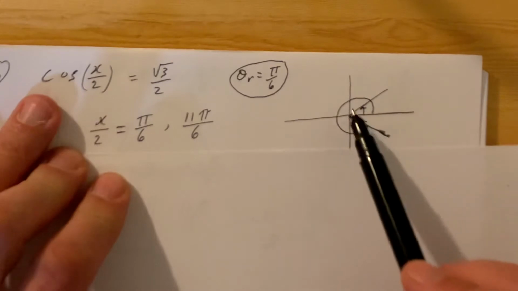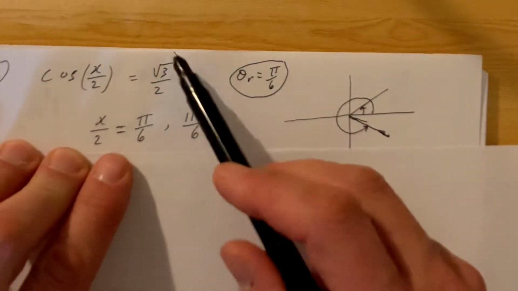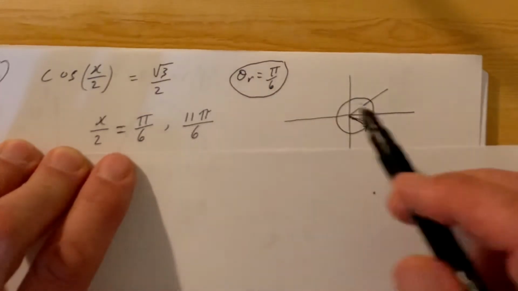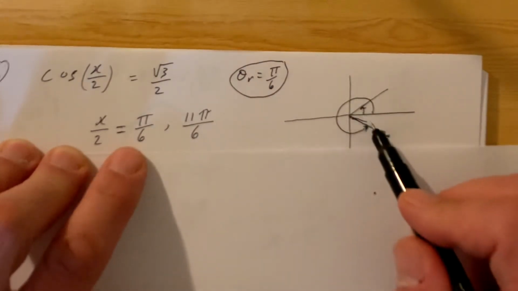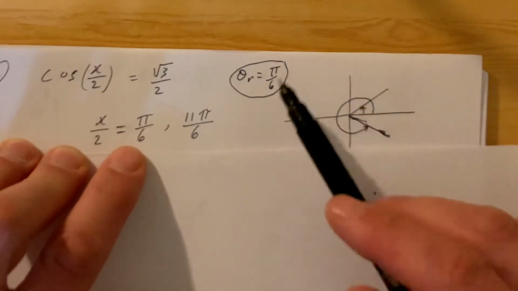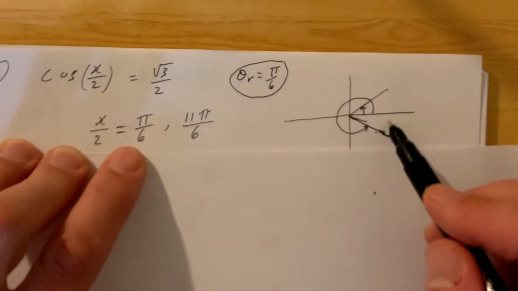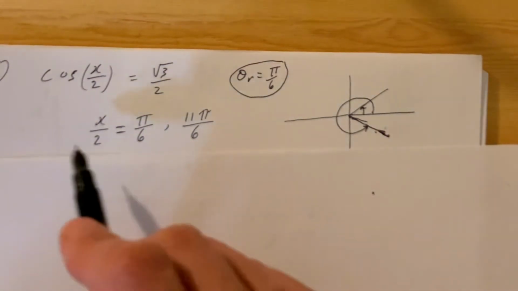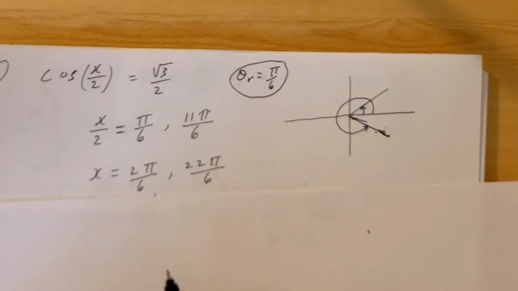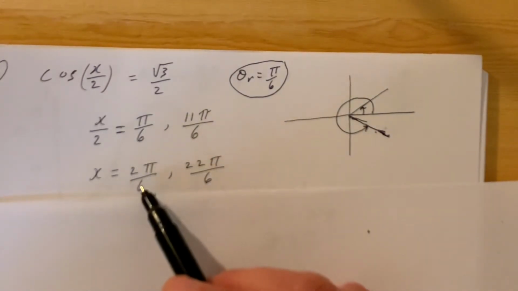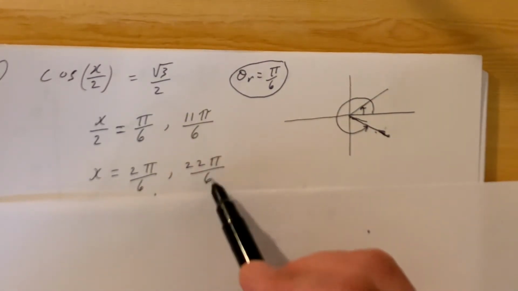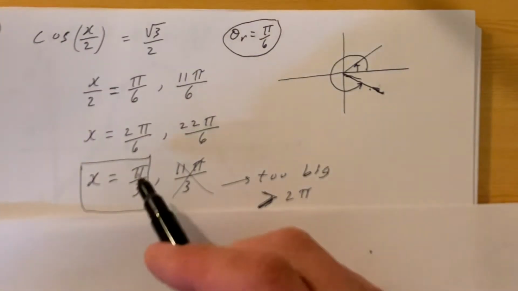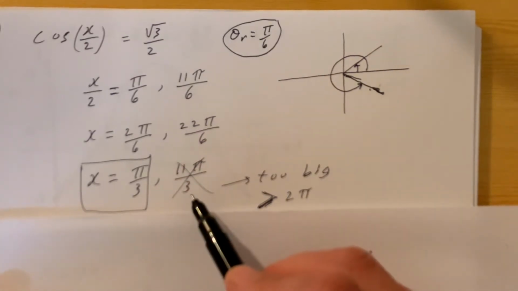So it's going to be pi over 6, 11 pi over 6. Checking with the special triangles, theta R equals pi over 6. So that's that one there. And because cos is positive in this quadrant, it's going to be 2 pi minus pi over 6, which is 11 pi over 6. Now we multiply the answers all by 2 to get rid of that divided by 2. And when we do that, we get 2 pi over 6 and 22 pi over 6. Reduce that, and we get x is pi over 3 and 11 pi over 3.